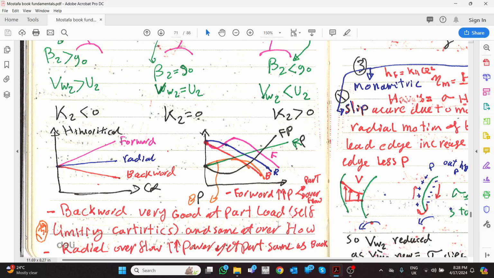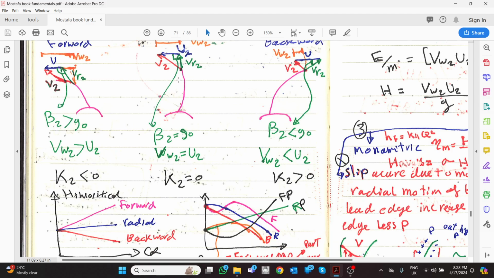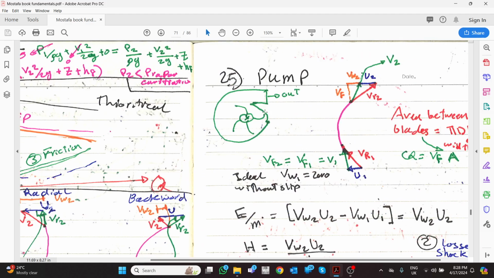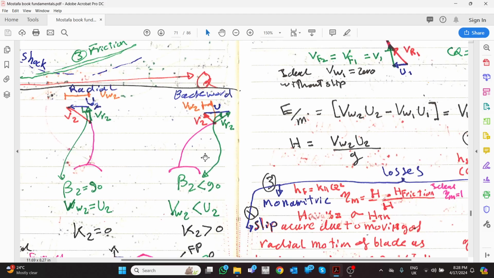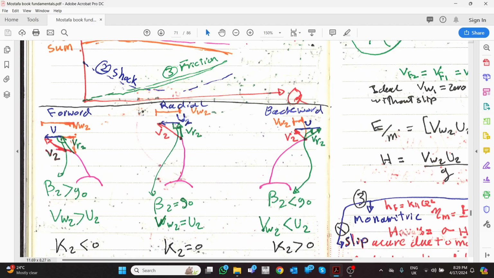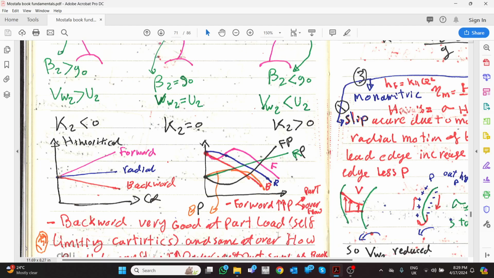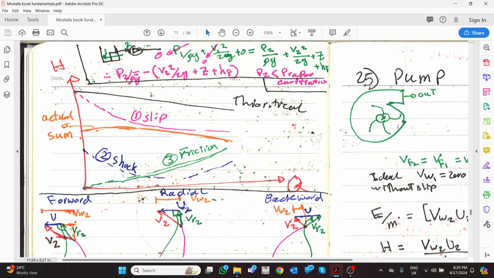Based on the above, in case I have a radial flow, which means water enters smooth and goes out smooth, meaning there is no clash, so we can assume that there is no shock because it enters smooth and goes out smooth. So H theoretically will be a line like this.